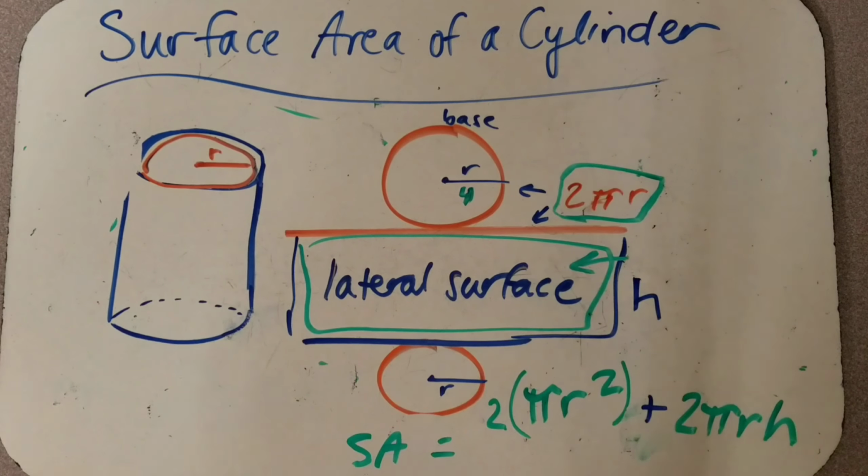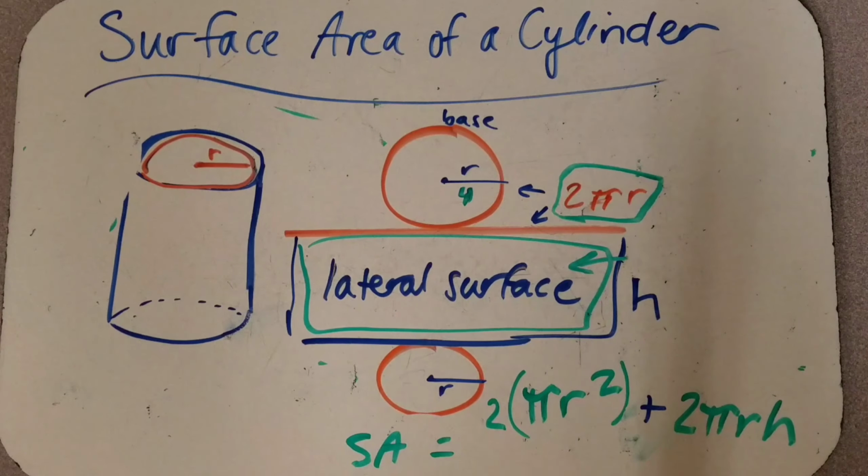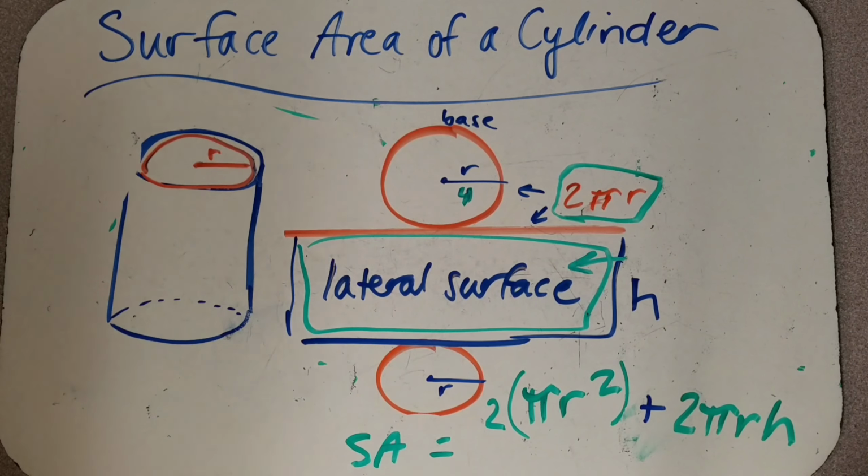Hello, seventh graders. So, we are going to talk about the very last section we're going to learn before the end of the school year. And that's section 9.3. It talks about the surface area of a cylinder. So, how do we find those, right?